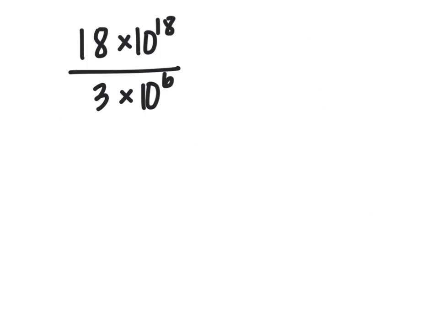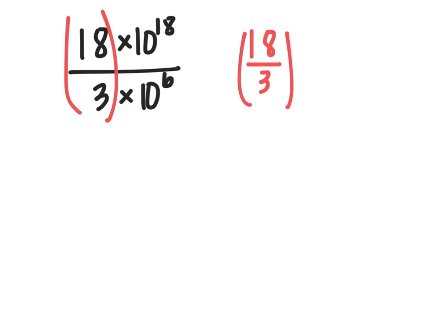Now let's look at a couple of examples of division. We have 18 times 10 to the 18th divided by 3 times 10 to the 6th. Just as with multiplication we group the constants, we're going to go ahead and do that here. 18 divided by 3. And again, just like with our multiplication, we're going to go ahead and group the powers of 10 and divide those separately.